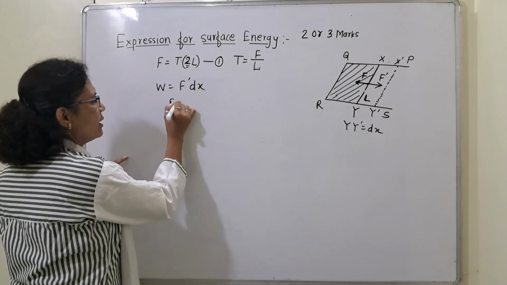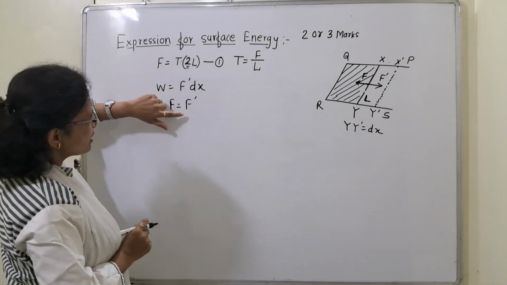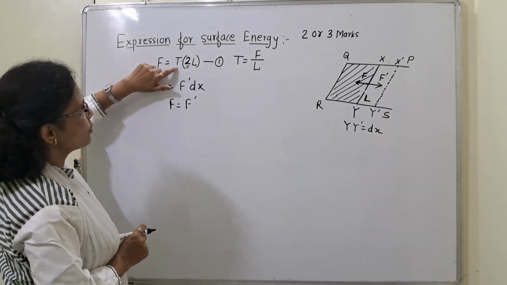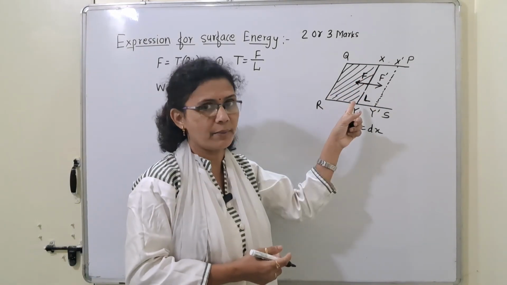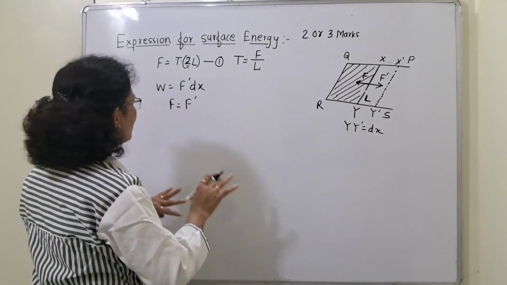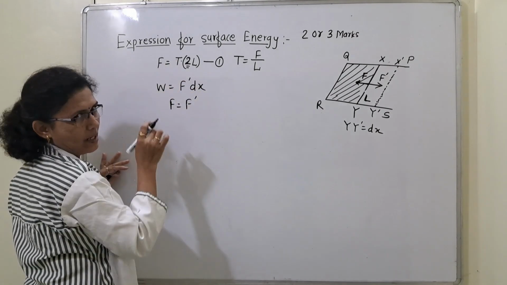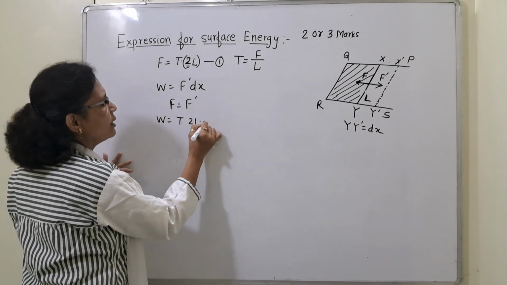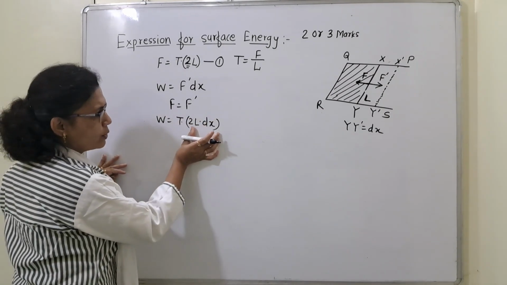But we know that we have considered this equal and opposite force. This F dash is equal and opposite to this F applied force, or that inward force acting on this arm XY. So F dash and F are equal. So we can put the value of F in place of this F dash. Therefore W will be T into 2L into dx. Right? 2L into dx.